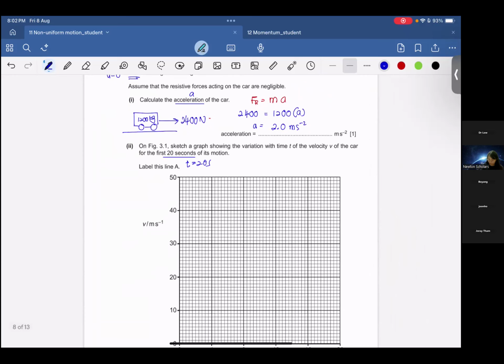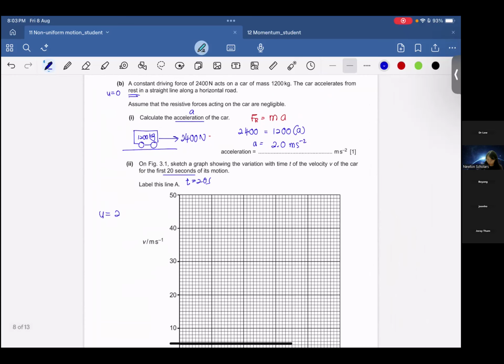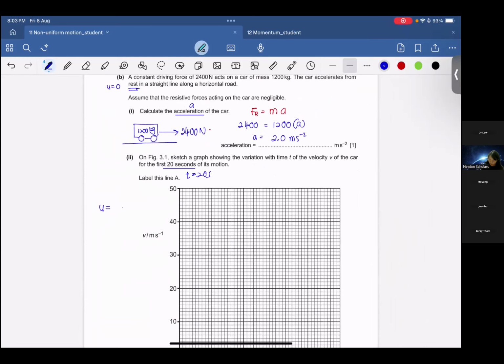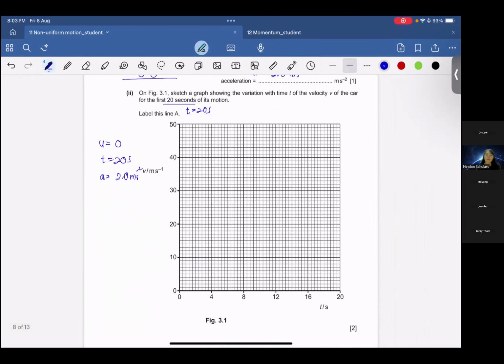Okay, maybe I can write the information again. u equals 0. Okay, it starts at rest, then the time is 20 seconds. It accelerates at 2.0 meters per second squared. Now we want to find the final velocity because this is a velocity-time graph. Are you able to find it out? And using what formula to find it out?